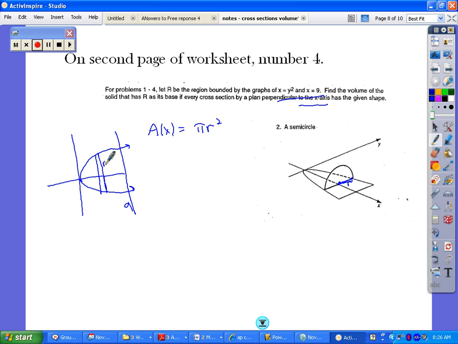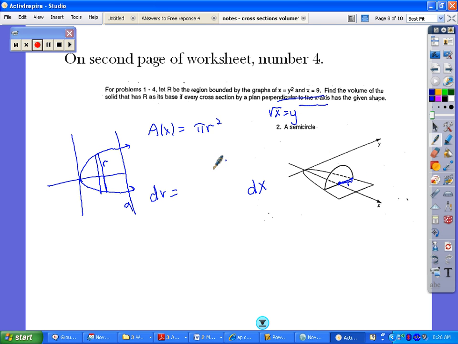So only one side is our radius. So we only need to find the length of one. So if we are perpendicular to the x-axis, we know that dV is going to be in terms of dx. And we know that we have to get everything in terms of x. So I'm going to solve this for y, and again it would be plus or minus, but we'll just do the positive for our radius.